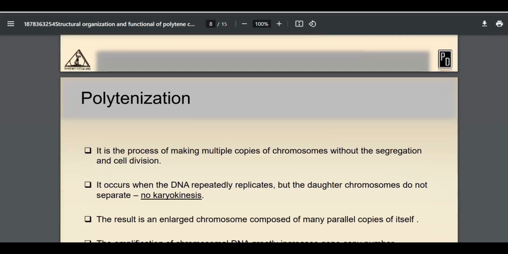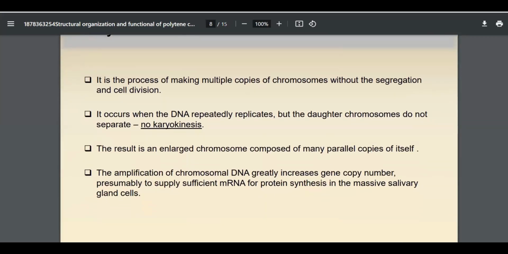Right? Now, in the process of making these multiple copies, the very important thing is that multiple copies are happening, but segregation is not taking place. So this occurs when the DNA repeatedly replicates and there is no karyokinesis, that is, division of the nucleus is not happening. So you are going to have an amplified number of copies of the chromosome.